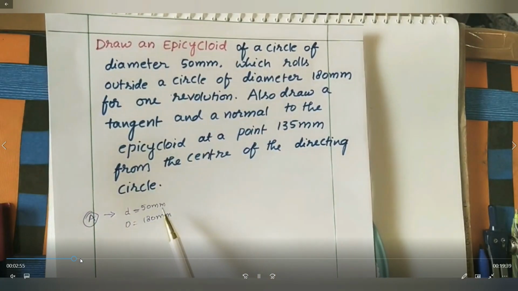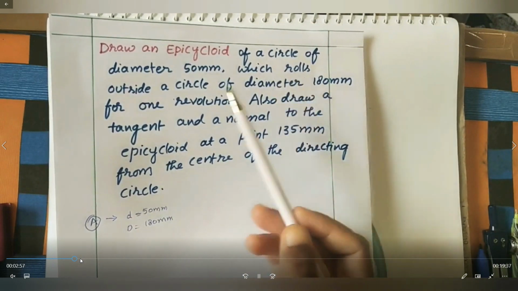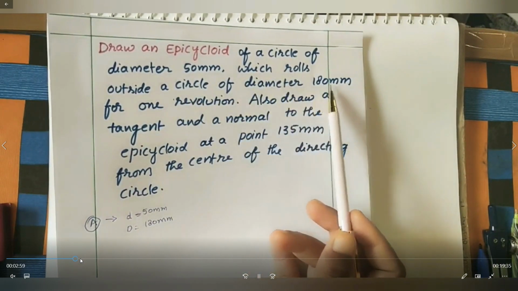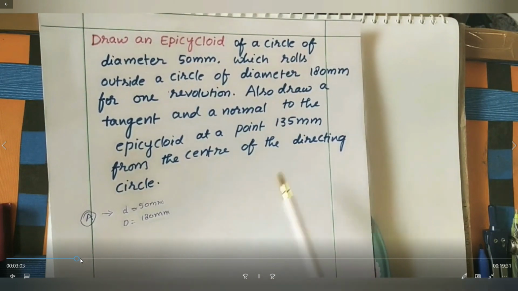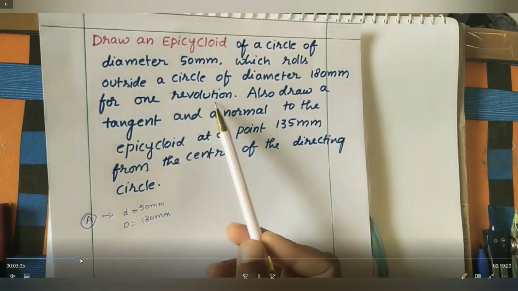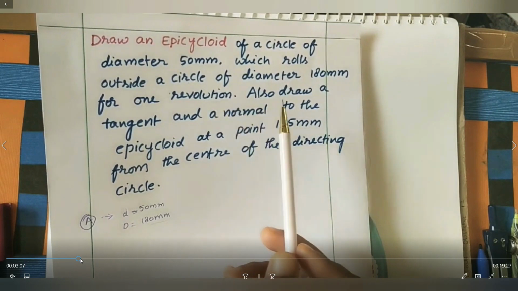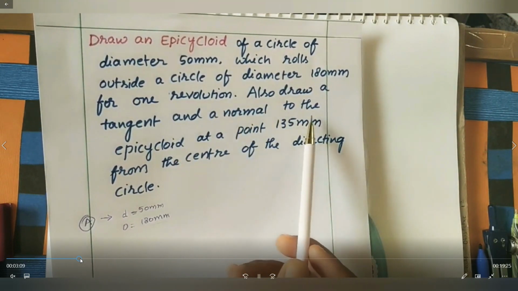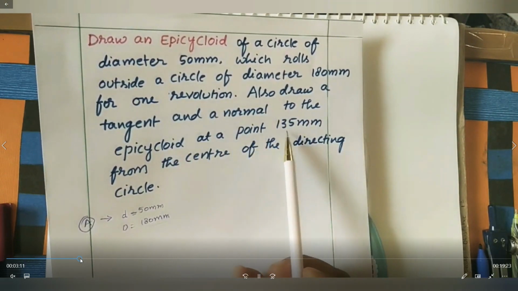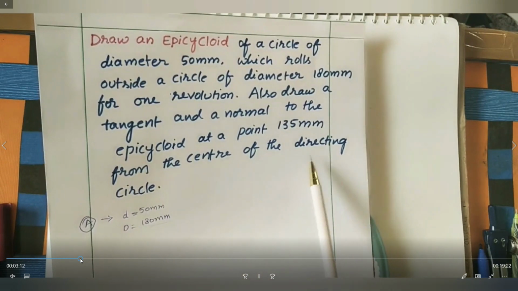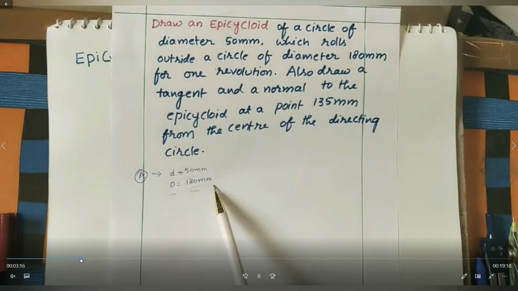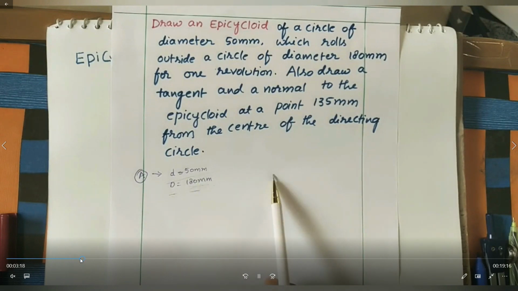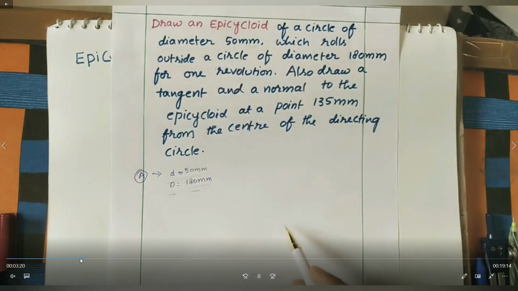Okay. Draw an epi-cycloid of a circle of diameter 50 mm which rolls outside a circle of diameter 180 mm for one revolution. Also draw a tangent and a normal to the epi-cycloid at a point 135 mm from the center of the directing circle. This is the problem. In this problem, the given data: small d is 50 mm, capital D is 180 mm.